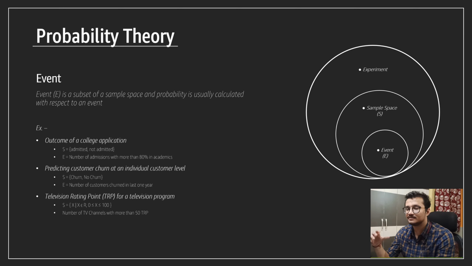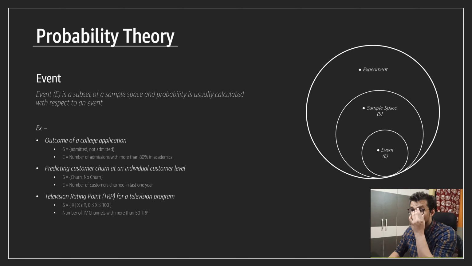And we are building a solution now. We are building a classification problem, that a student would be admitted or not admitted, and the target label is definitely the sample space that we have available here. And the event: using that data, we can find this specific information out of it, the number of students with more than 80% in academics. So this is how the whole picture comes together. I hope it was clear.